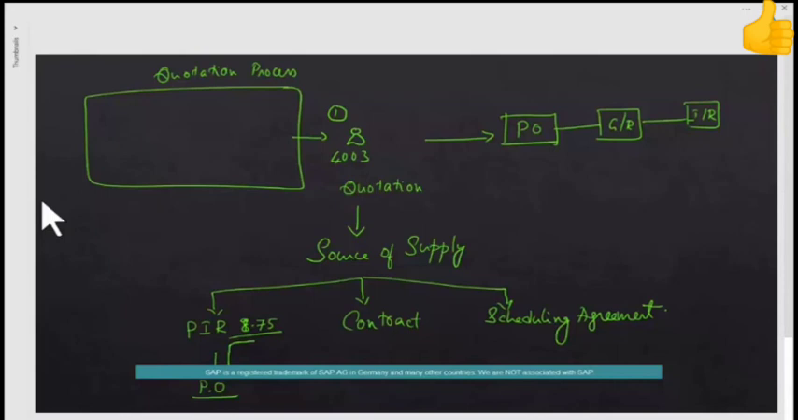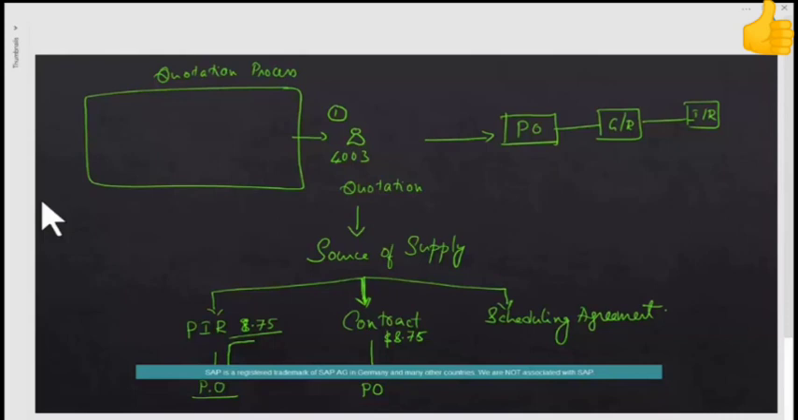Now, same thing with a contract. Using this quotation, you can convert that quotation into a contract, and any PO that you create further can reference this contract. And of course, you're going to get that price of $8.75, the best price that was offered.